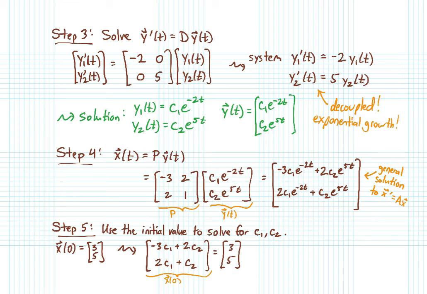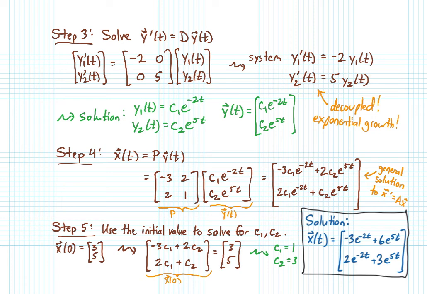Now this is just a system of linear equations that you can solve. That's something that you know how to do pretty well, so I'll leave you to go through the details, but what you end up with is c1 equals 1 and c2 equals 3. Then we get the final solution to the problem by plugging these values for c1 and c2 into the general solution. And so here it is. This is the unique solution to the differential equation with the given initial value.